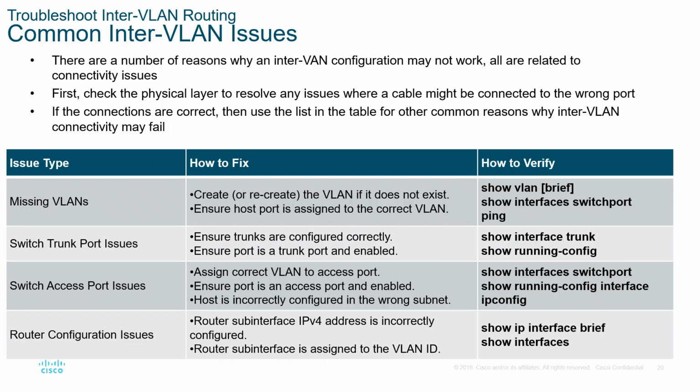You could have router configuration issues. So look at your router subinterfaces, their addresses, make sure that they are not incorrectly configured. Look at your router subinterfaces to make sure that they are also assigned to the appropriate VLAN ID, which is why we always say when you are learning this, keep everything consistent. VLAN 20, network 20, IP address 20.